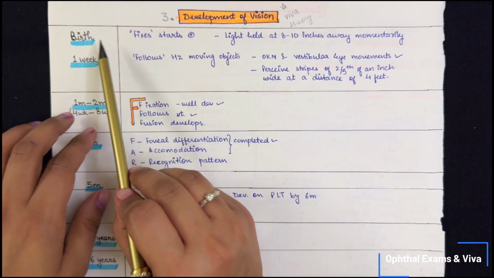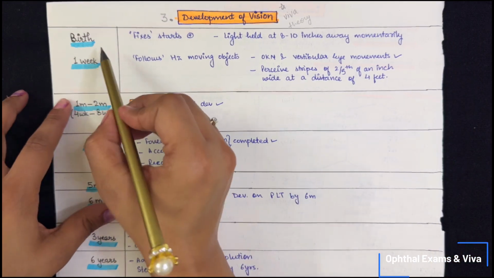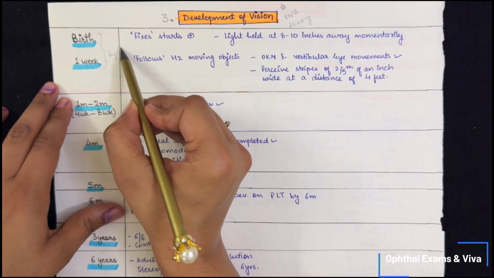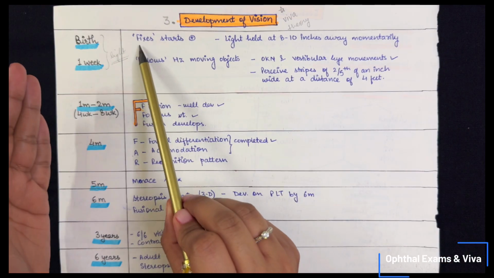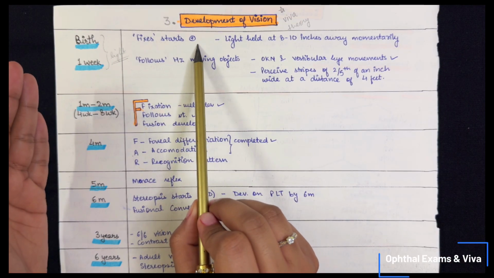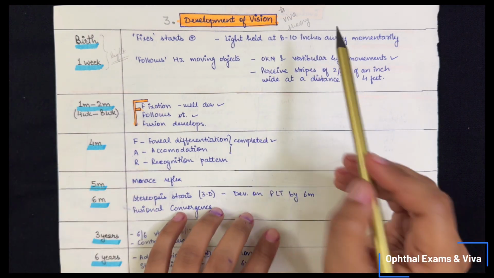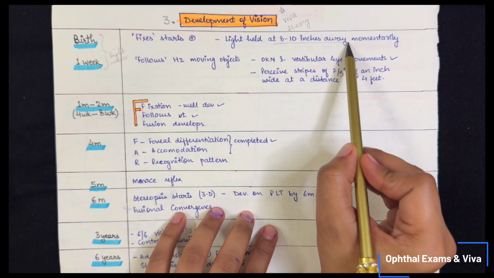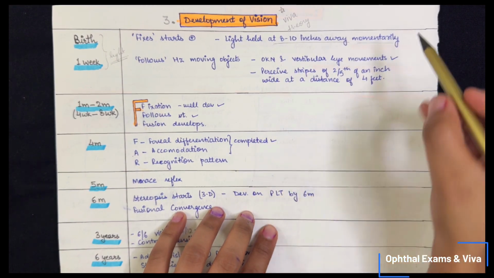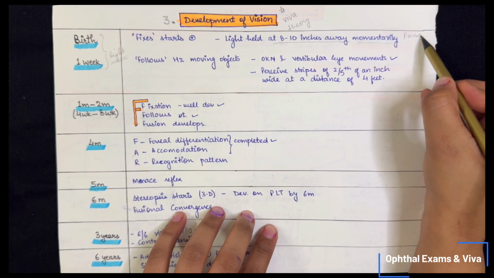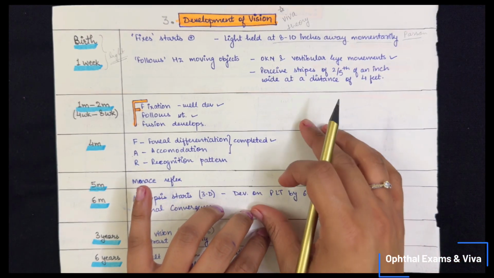So at birth and 1 week, you just remember that only the light perception is there. The infant fixes the eye at a light which is held at 8 to 10 inches away, and that too momentarily. Now this I have taken from Parsons. So mostly these things are from Parsons.